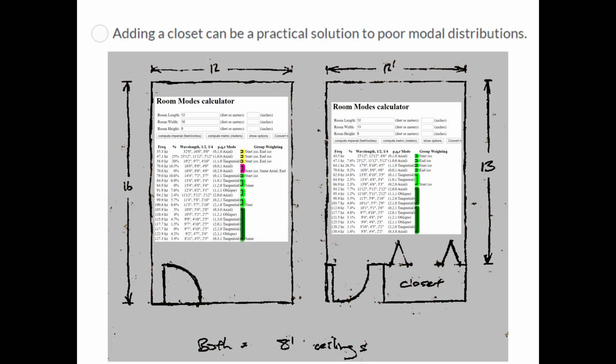And then this one, you probably remember that adding a closet can be a practical solution to poor modal distributions. We have 2 different rooms here. One is the room before the closet was built. It has really bad room dimension ratios. They're all multiples of 4. And you see we have some problematic clusters of modes, isolated clusters. But if that closet is put in, it changes the depth of the room from 16 feet to 13 feet, then we no longer have the dimensions being multiples of 4 feet in all dimensions. So it really helps. It puts us all into the green. So this one's true.